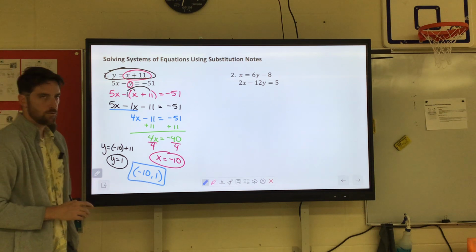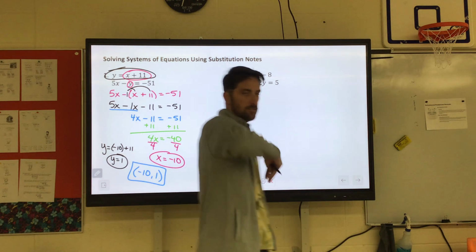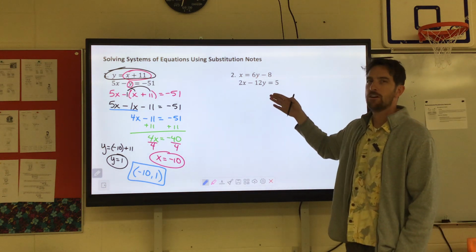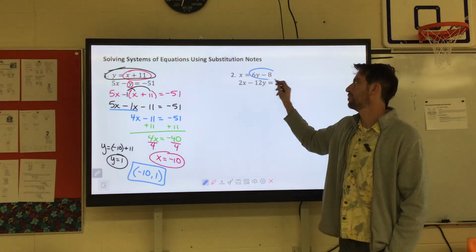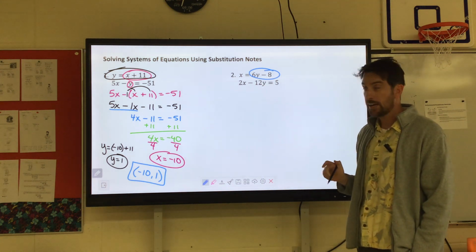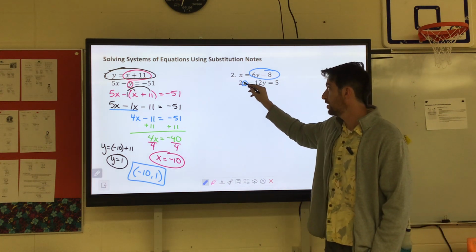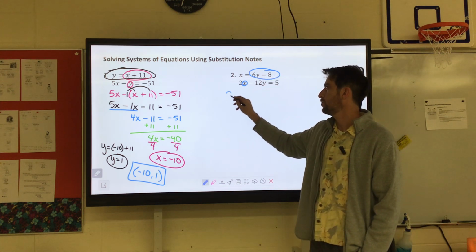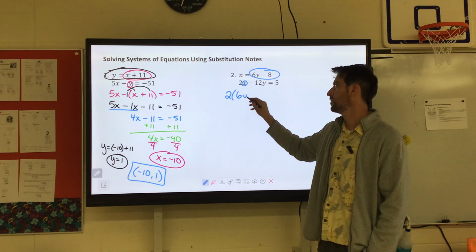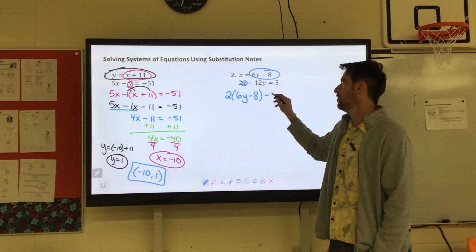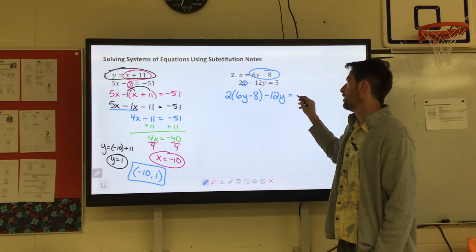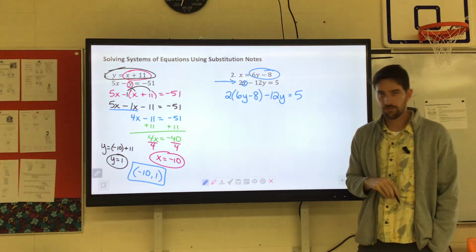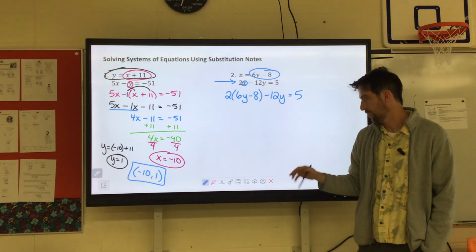So get an x or y by itself, substitute it in the other equation. If you look at example 2 here, the first equation already has x all by itself. So when I see an x in the second equation, right here, in parentheses, I can substitute 6y minus 8. So we'll have 2 parentheses, 6y minus 8 minus 12y equals 5. All I did to that second equation was substitute in for that x. Everything else is the same.